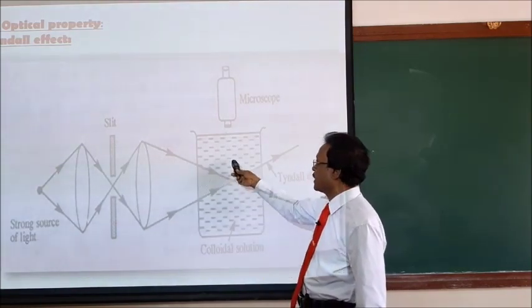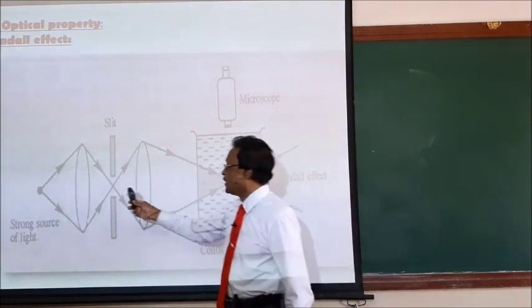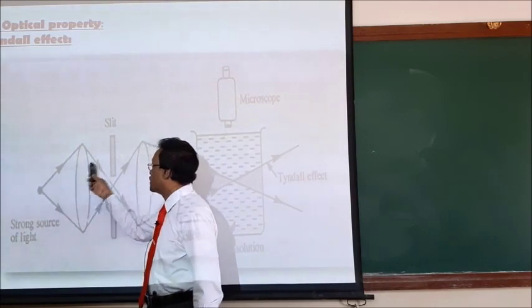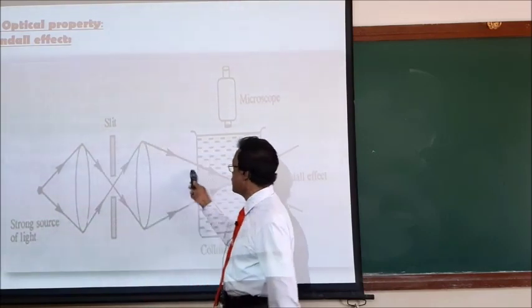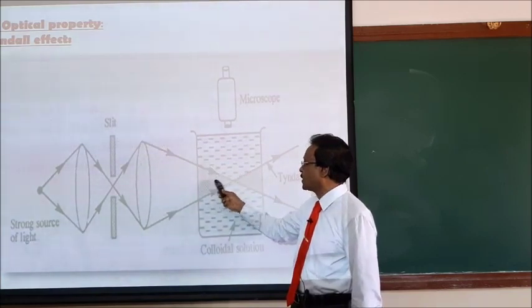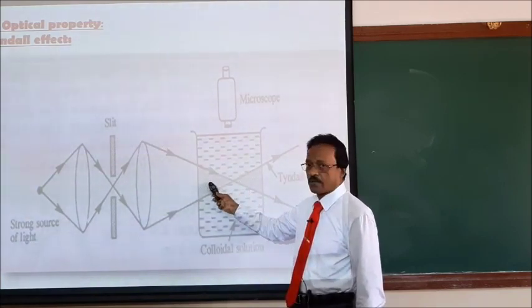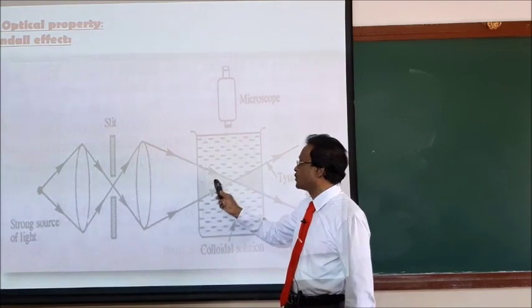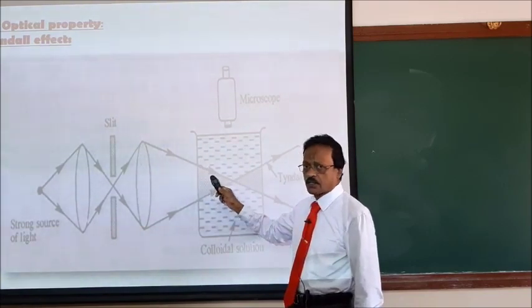When the colloidal dispersion is taken, you have a source, and slits are used to get a convergent beam of light rays passed through the colloidal suspension. Even in a dark room, you can see the bright Tyndall cone formed, or with an ultramicroscope, you can observe the bright Tyndall cone. This is the scattering property.